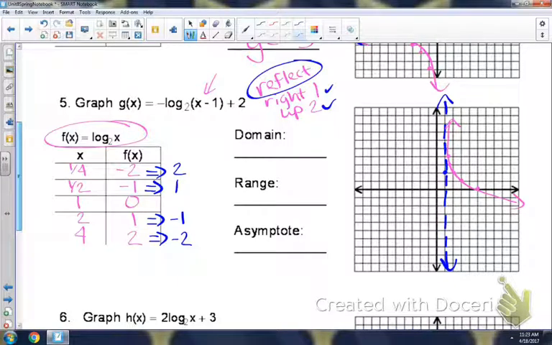Alright, your domain, if you look at your x-axis, it's only including x values greater than 1. So x is greater than 1. If you look at the y-axis, it's continuous both ways, so all real for your range. So any of your log functions, it's going to be all real. And then we're going to have a vertical asymptote in your log functions. Your vertical asymptote is crossing the x at 1. So x equals 1.